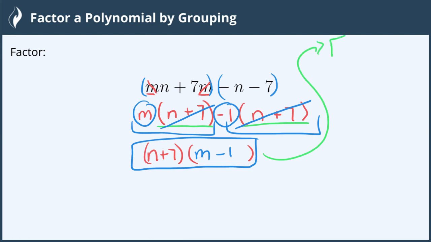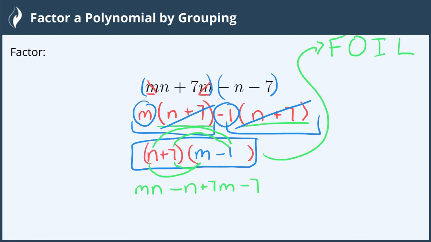So I'm going to come up here and we're going to do first times first, outside times outside, inside times inside, and last times last. So the first times the first, we get m times n, so we get mn. Then we do the outside, so we get n times negative 1, which gives us minus n. And then on the inside, 7 times m, positive 7, so we get plus 7m. And then the last, positive 7 times negative 1 gives us a negative 7.